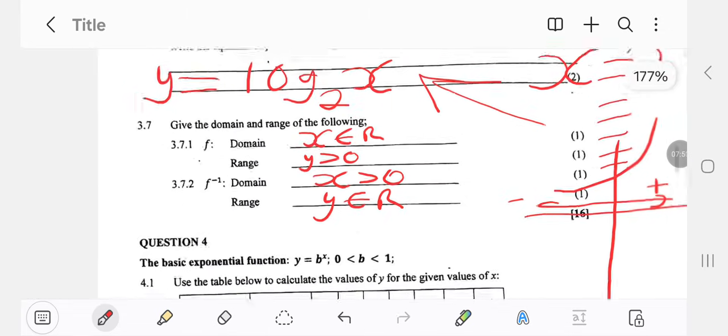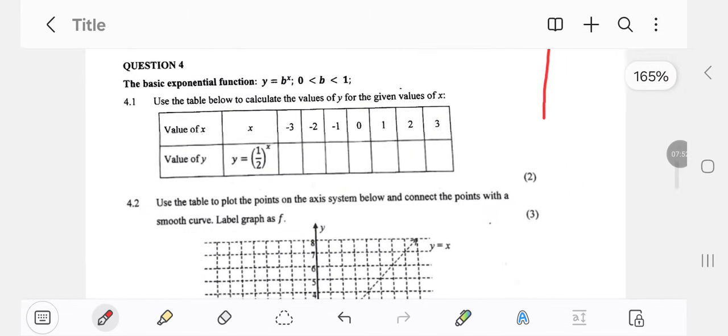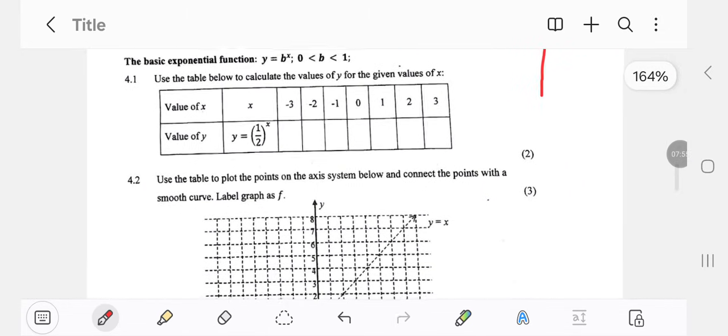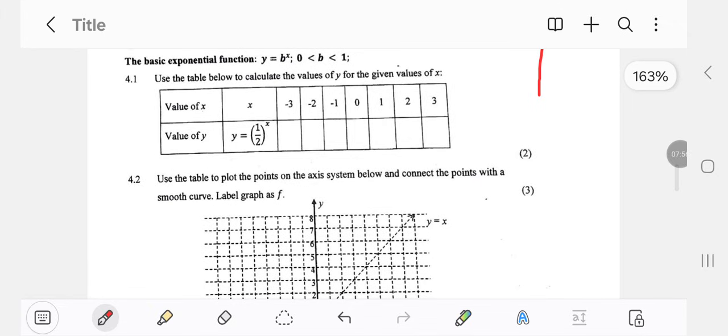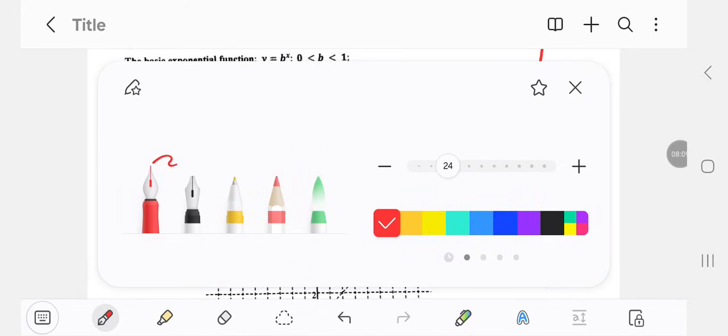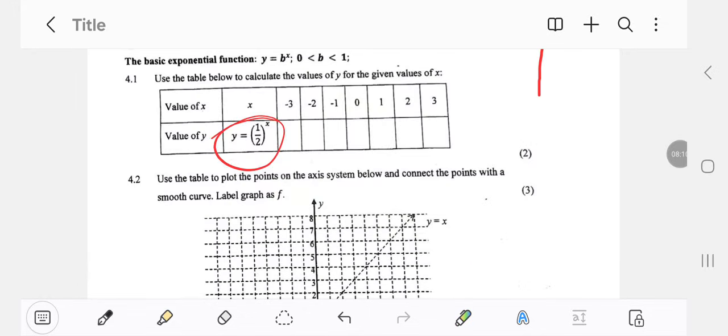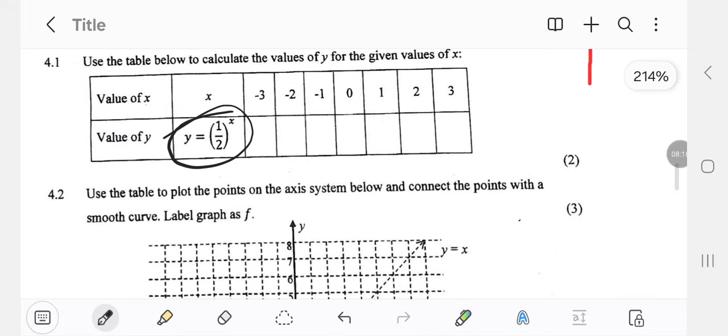Now question 4. Question 4 has 1/2. We must fill this table. So I fill in 1/2.